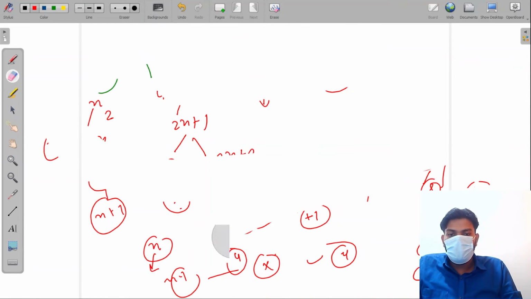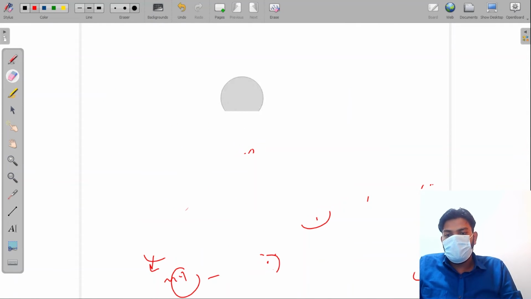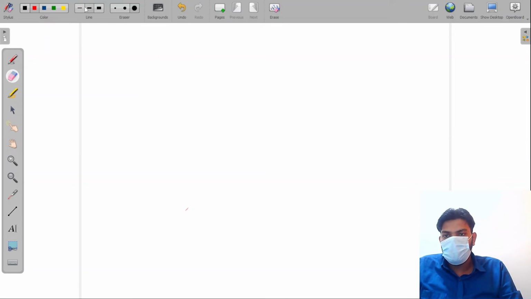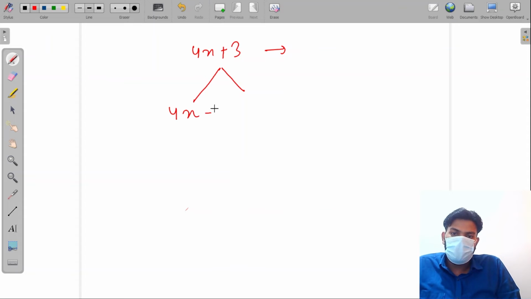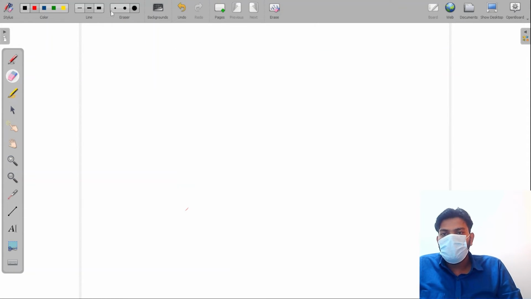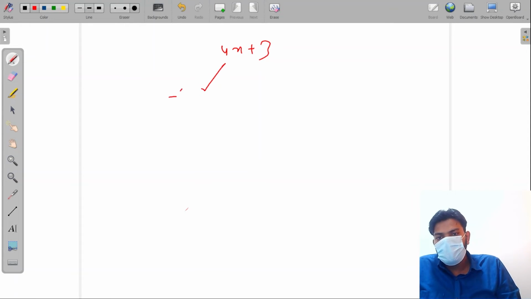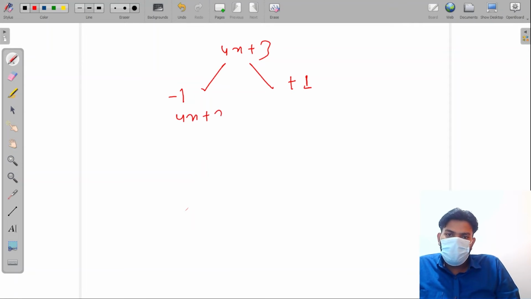But the second stage is 4x plus 3. Okay, in this stage what do you have to do? You have to decrease the value. In this stage you have two options. From 4x plus 3 you can decrease the value with minus 1, or you can increase with plus 1. This is 4x plus 2 and this is 4x plus 4.